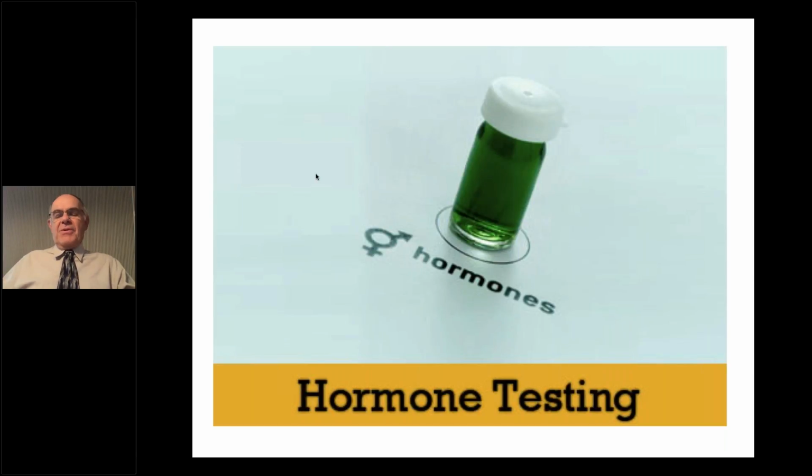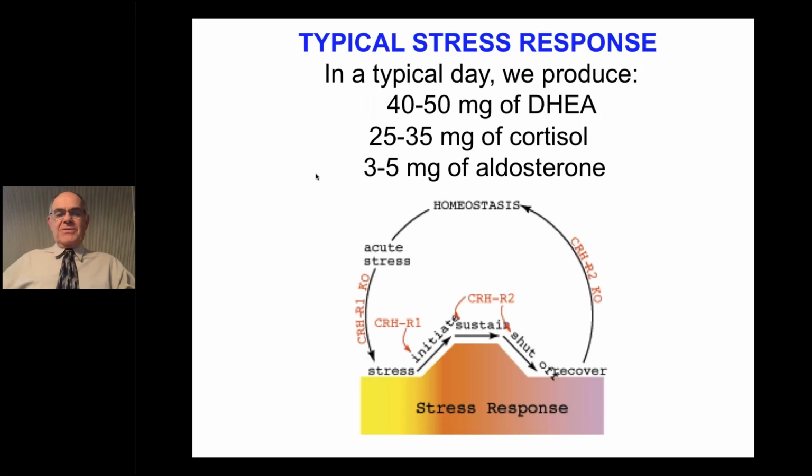So if we're going to talk about hormones, it's important that we figure out, well, how do we test these things? And what are we looking for? This is just an example of one of the hormones, specifically cortisol. So in a typical day, these hormones are produced within our adrenal gland: DHEA, which I'll talk just a tad more about in a bit, cortisol and aldosterone, and they all have different, important functions.